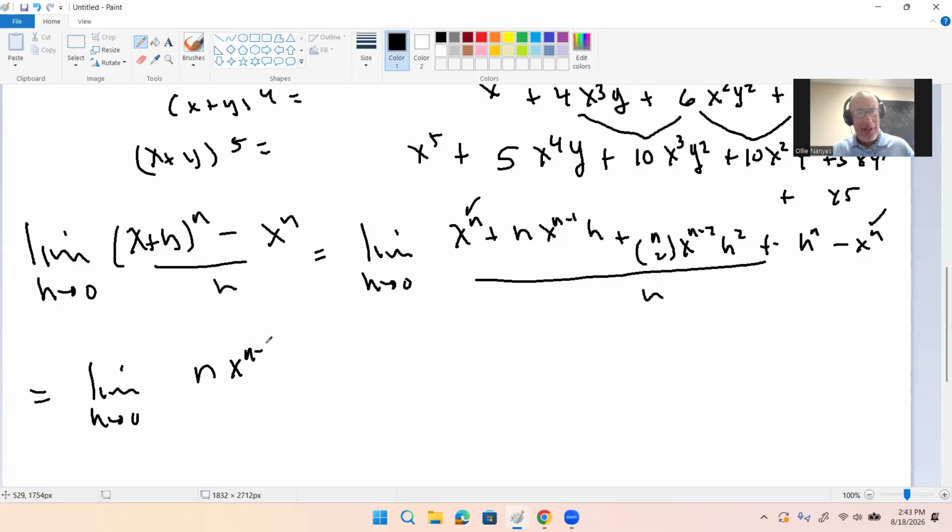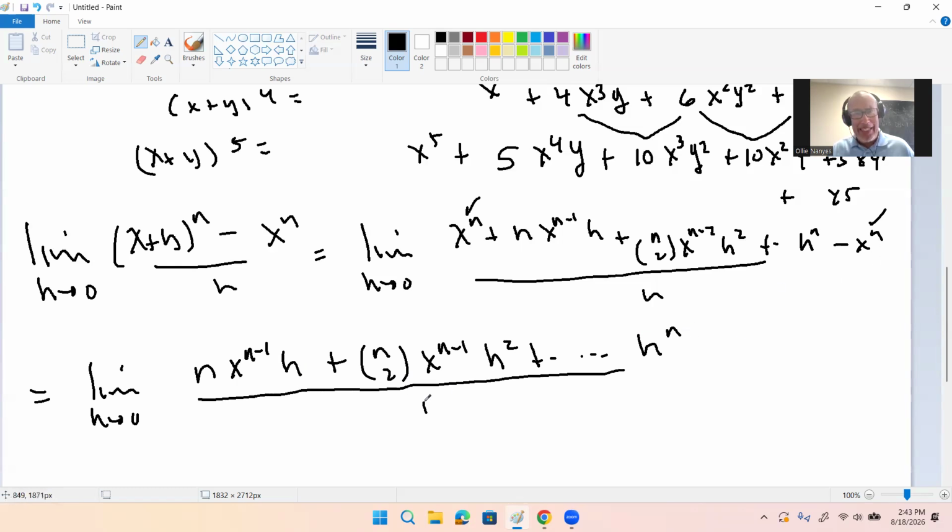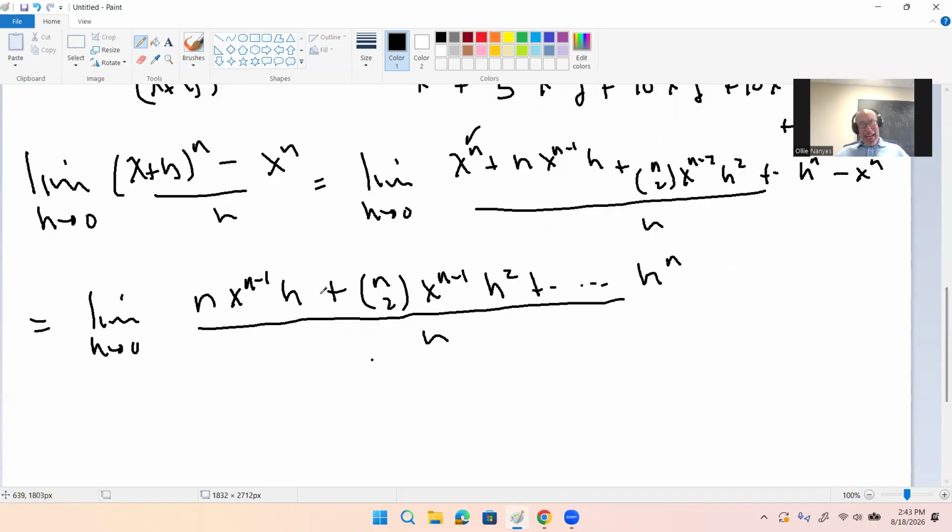N, x to the n minus 1, h, plus n choose 2. Now I'm not going to worry too much about what that coefficient actually is, and then I'll put some ellipses here. That's gone. We have this divided by h. Now, here's the key step. We can factor an h out of every single one of these terms.